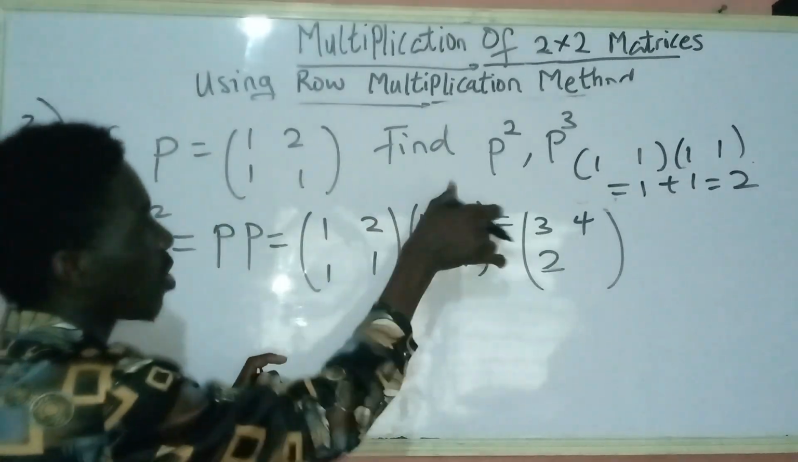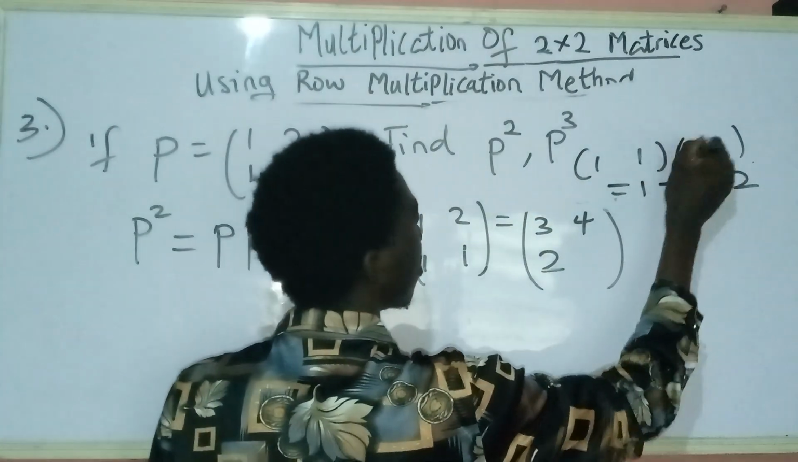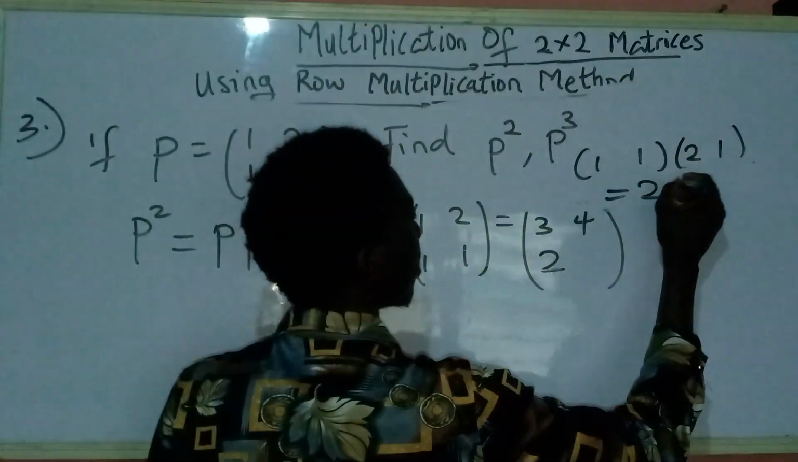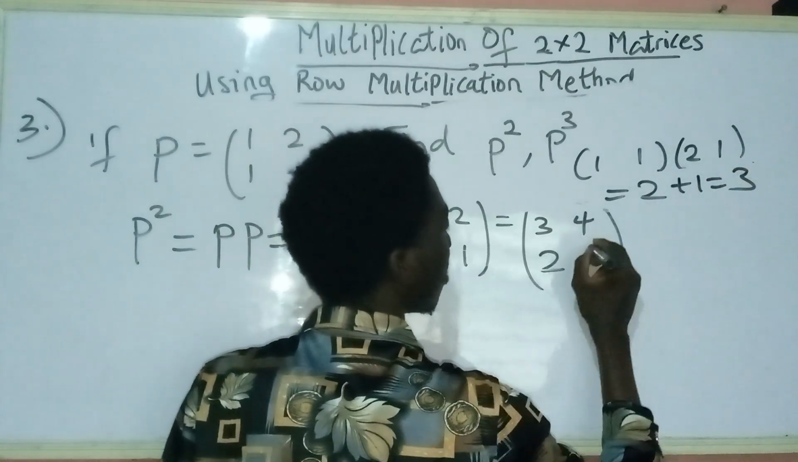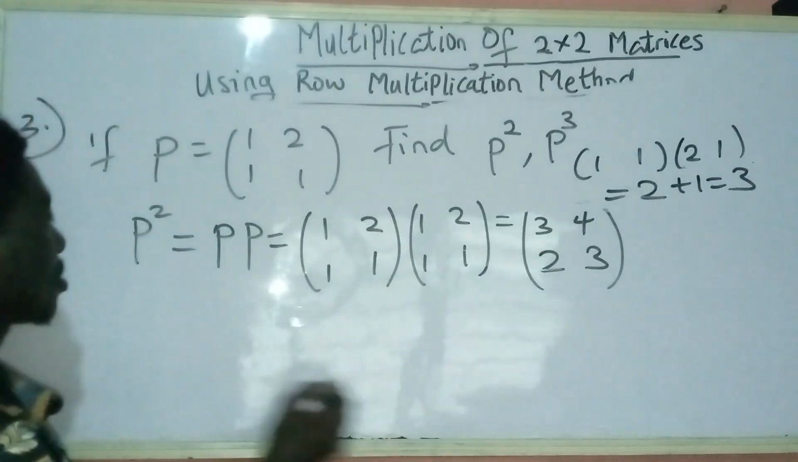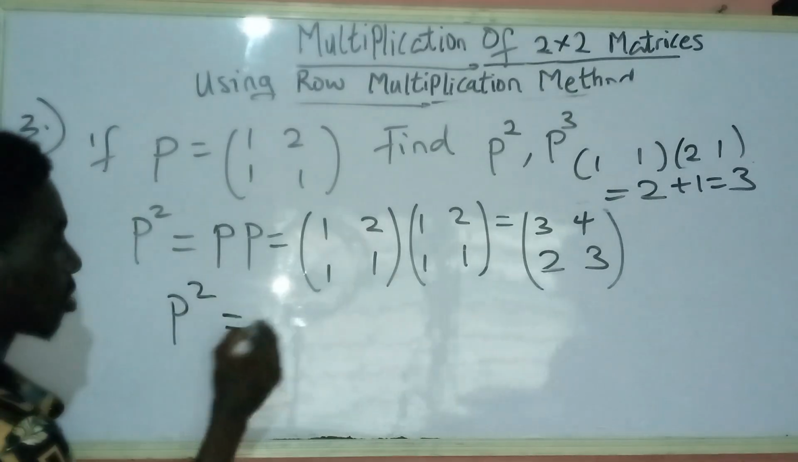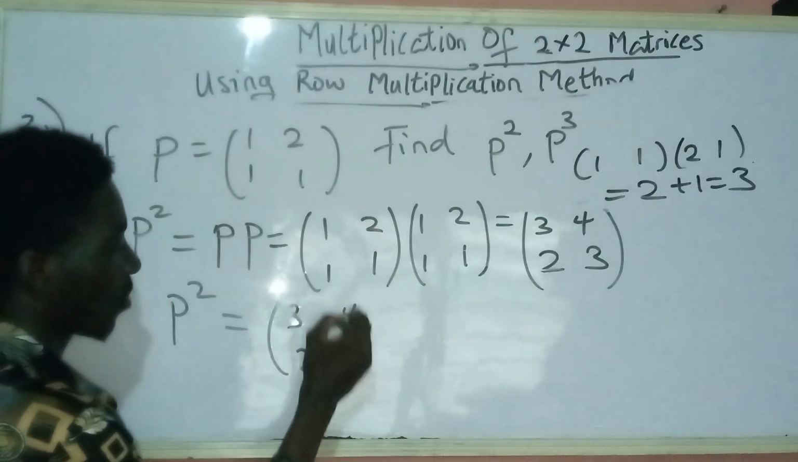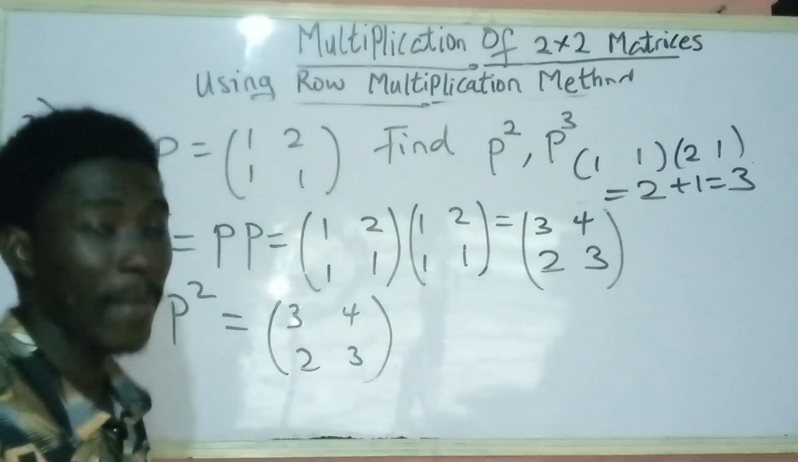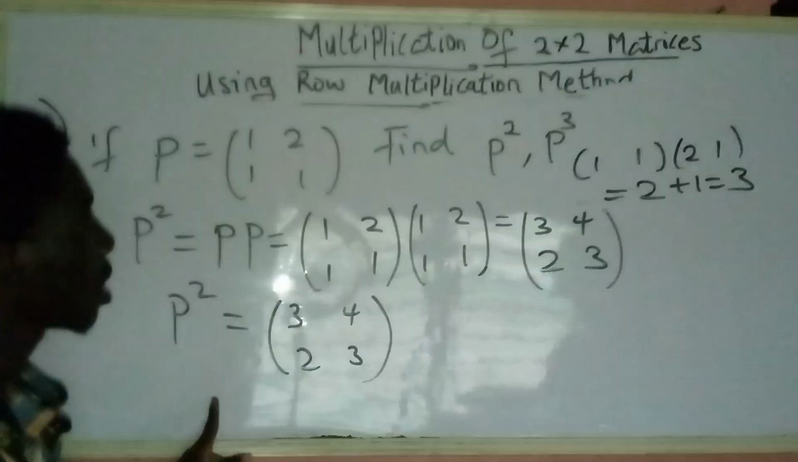Last one is 1 and 1 with 1 and 2. 2 times 1 is 2, 1 times 1 is 1, and that gives me 3. So we have 3, 3, 2 and 3. So therefore that means P squared is equal to [3, 3; 2, 3]. This is called the powers of a matrix. So you can see that for P squared.